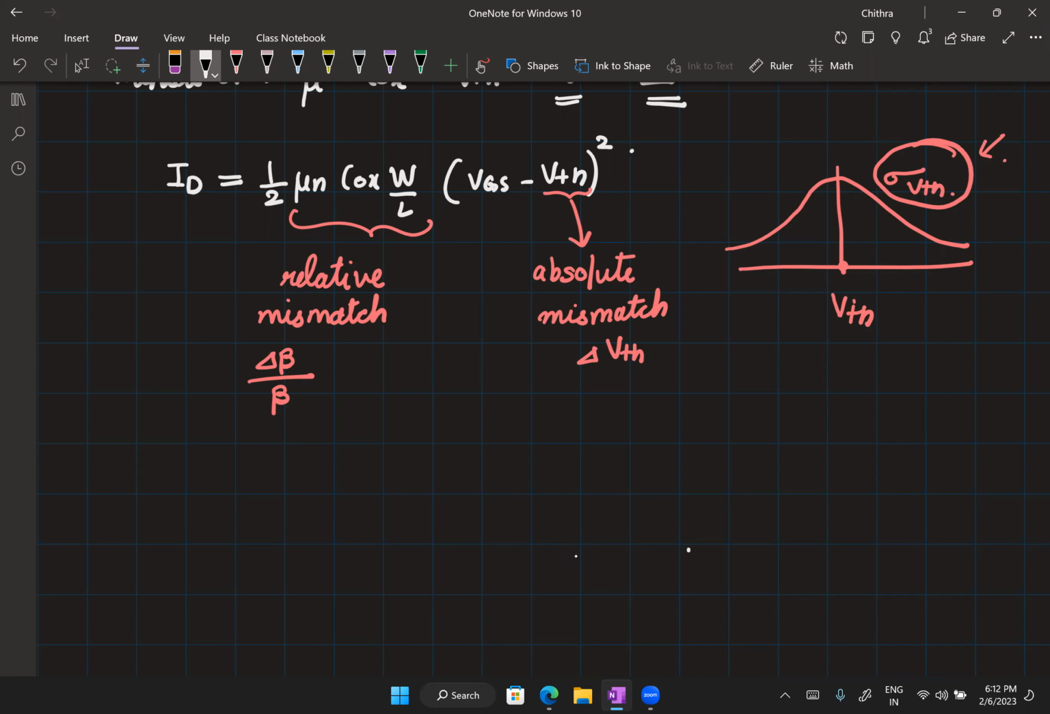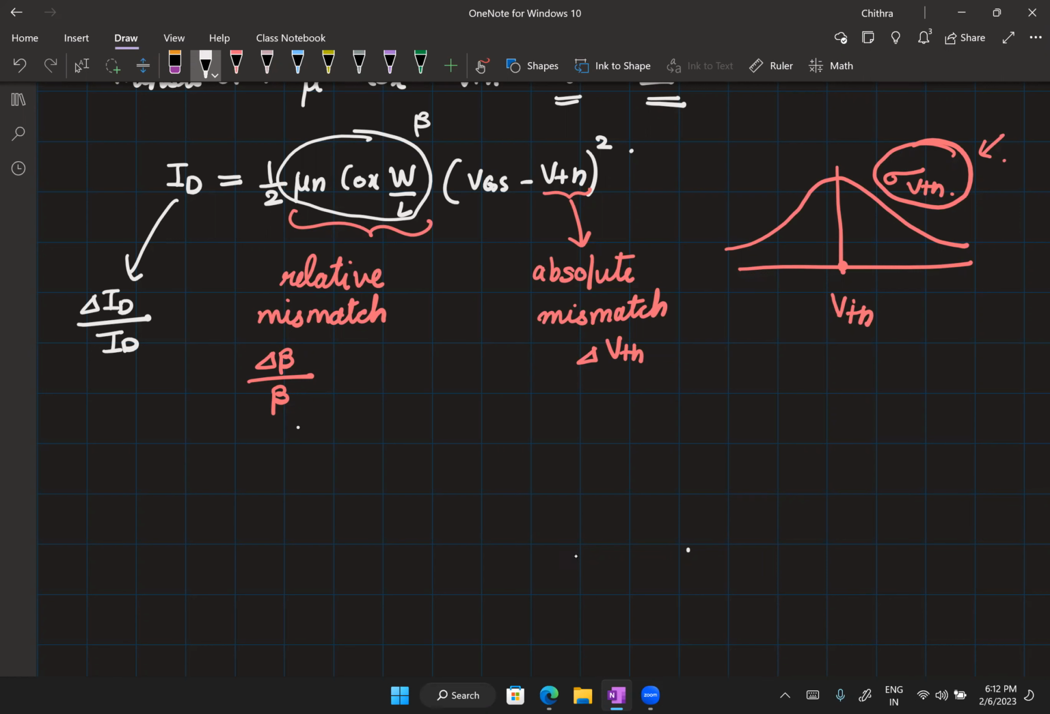So in all these calculations, what we are finally interested in finding is how much my current is going to vary relative to the ideal value, delta ID by ID. Now, if I give you delta beta by beta, you can calculate this directly because this beta is appearing as a proportionality constant, right? But if I give you delta VTH by VTH, it's not so easy to calculate because you have to subtract it from VGS and then take a square.